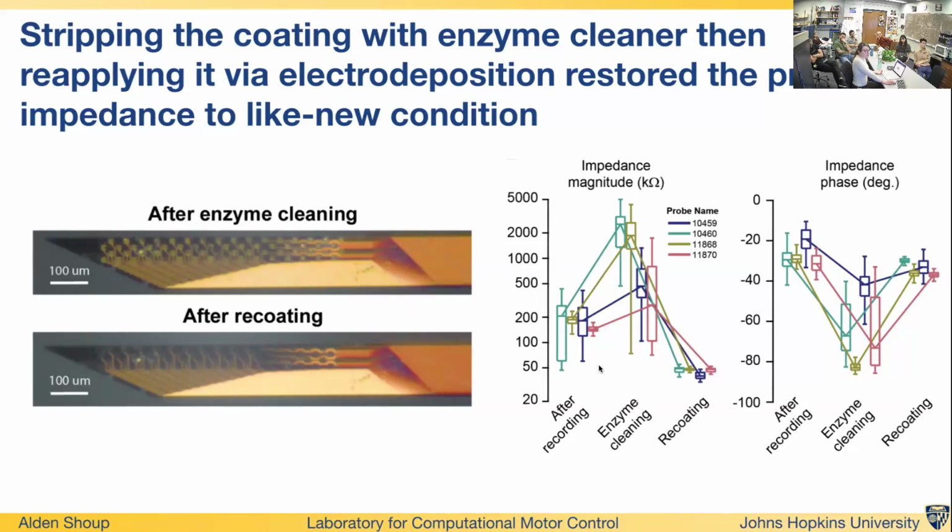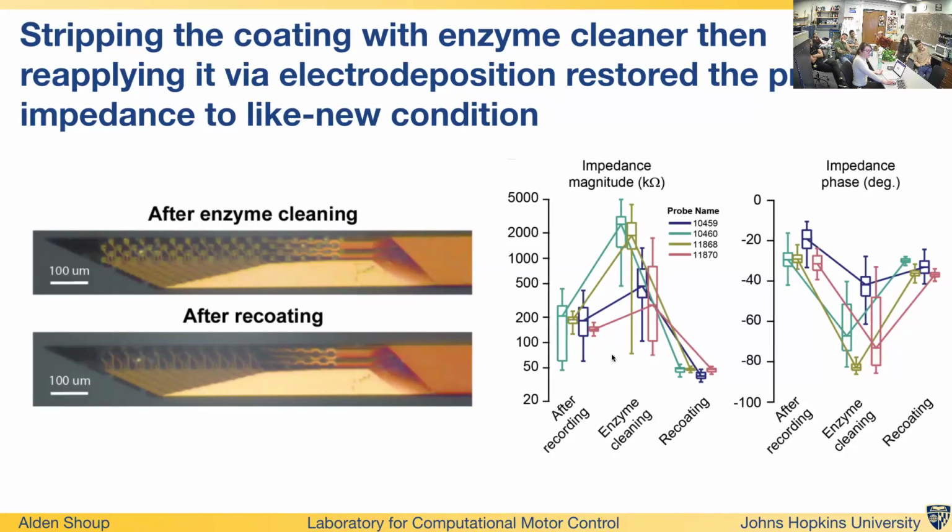And you can see here, this is actually the same data as the previous slide. So you saw after recording, the probes were at about 150, 200 kiloohms. And you can also see when you have a dirty probe, or you have a probe that has been put in enzyme cleaner, the spread of impedance is very high. You have very high variance in your impedance. Essentially your PEDOT coating is unevenly worn.